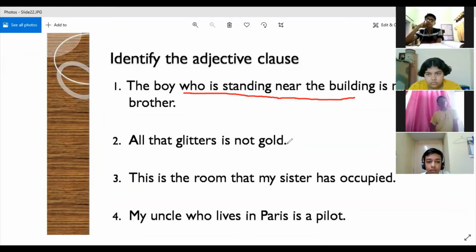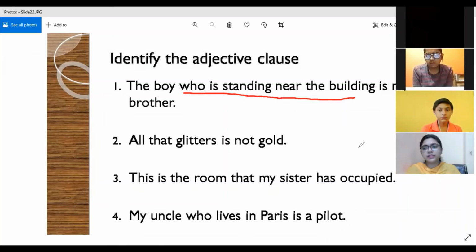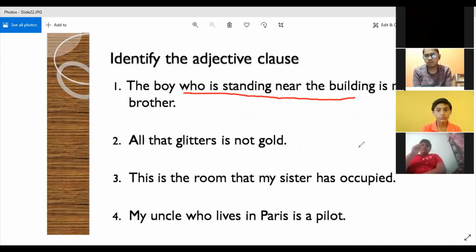Fine. Next, all that glitters is not gold. Who has not got the chance to answer so far? Kushi, your screen is completely black. How should I give you permission to answer? Yes, Laksh.